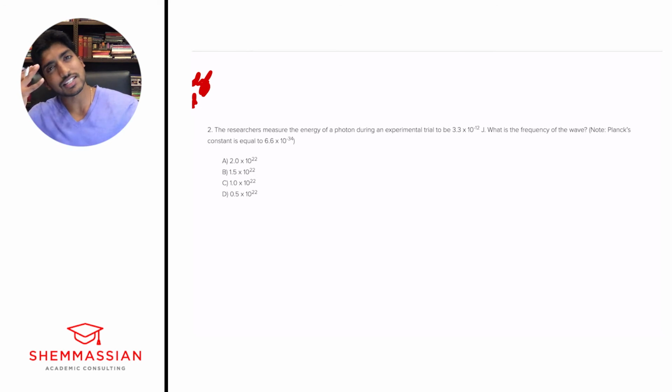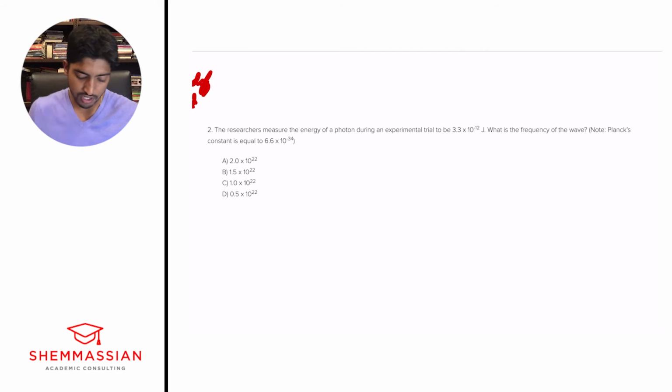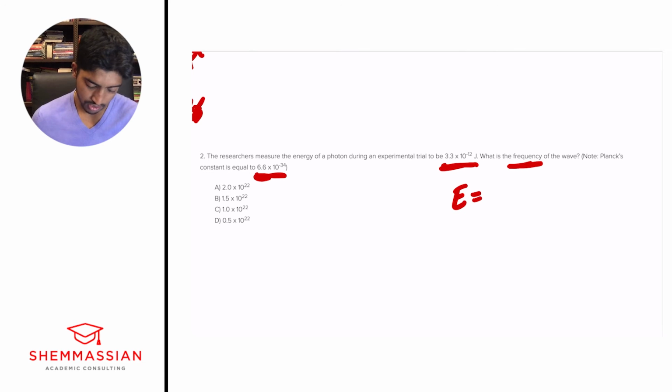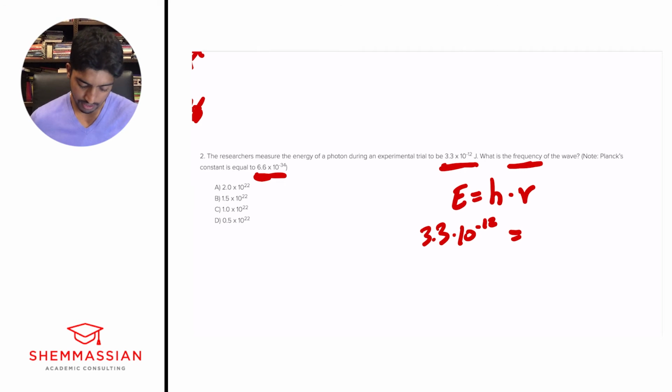So this requires us to remember an equation, right? What do we have in this? We have the energy. We're looking for the frequency, and they give us Planck's constant. So right away, E equals h, Planck's constant, times frequency. That's the most direct equation we can think of that relates these three numbers. And I always write the equation and then write underneath it 3.3 times 10 to the negative 12th joules. Substitute directly in. And then we know Planck's constant is 6.6 times 10 to the negative 34 times v.